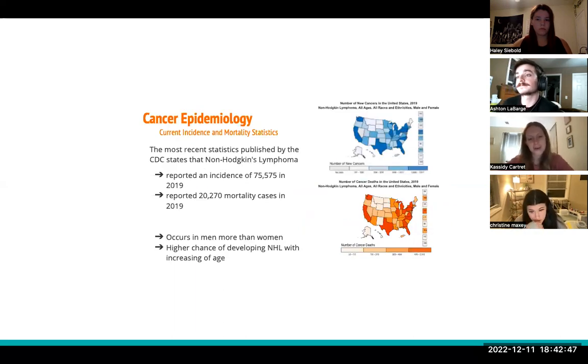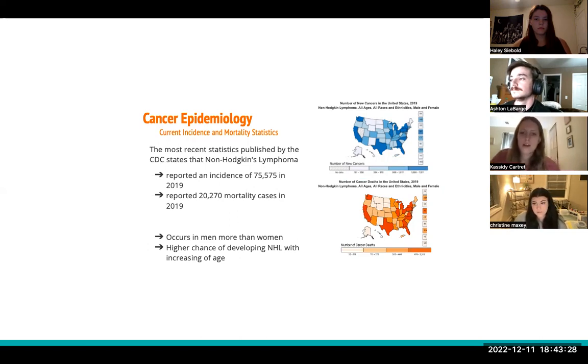Moving on to the cancer epidemiology for this part of the presentation, we have the current incidence and mortality statistics. In 2019, the CDC published recent statistics about the incidence of 75,575 cases, and then they reported 20,270 mortality cases. And this non-Hodgkin lymphoma occurs in men more than women, and you have a higher chance of developing non-Hodgkin lymphoma with increasing age.